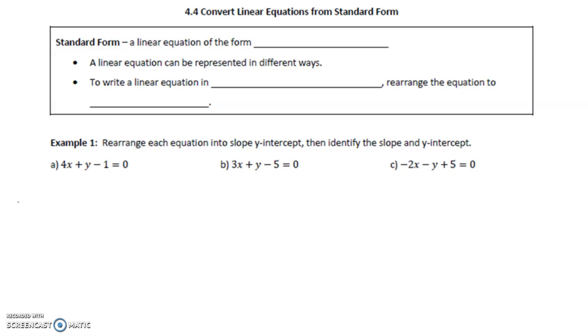4.4, convert linear equations from standard form. Standard form is a linear equation of the form ax plus by plus c equals 0. A linear equation can be represented in different ways. To write a linear equation in slope y-intercept form, which is much more useful, all we have to do is rearrange the standard form into the equation y equals mx plus b. In other words, we're isolating for y.